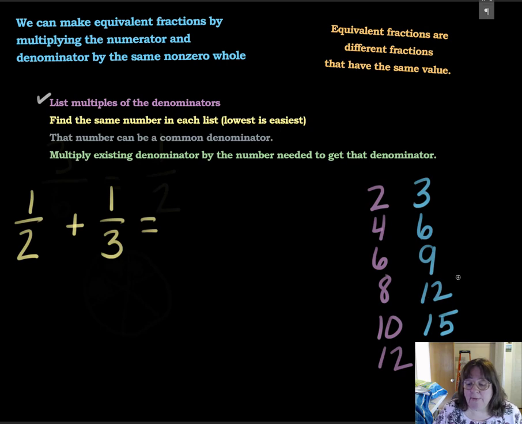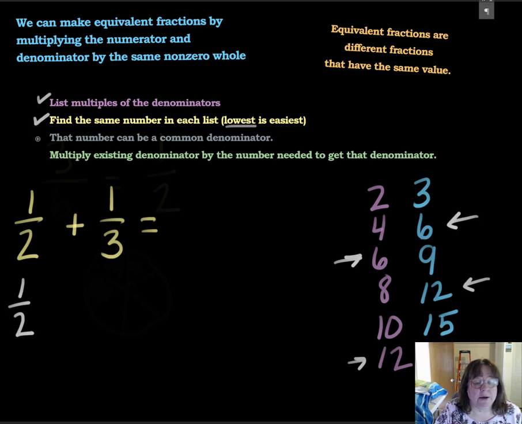Because right now we have a couple numbers that are the same. There's a 12 here, there's a 12 here. But lowest is easiest. Is there something lower that's in both columns? Yes, there is. There's a 6 in both columns. That number can be a common denominator. Okay, so to convert, we have to convert both of these to find a common denominator before we can add them together. So let's start with the 1/2.